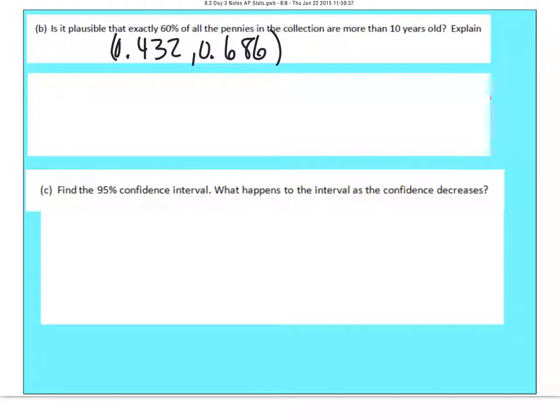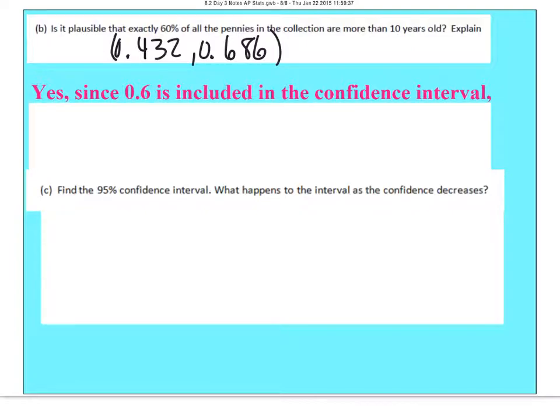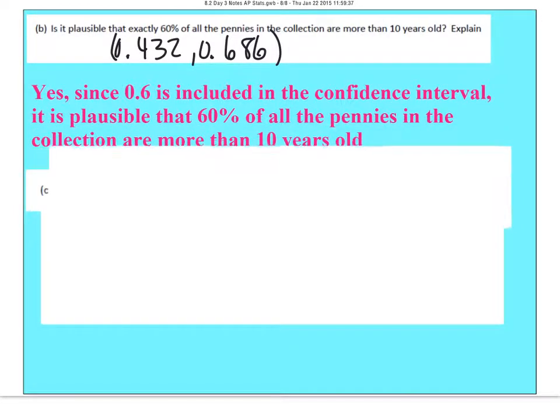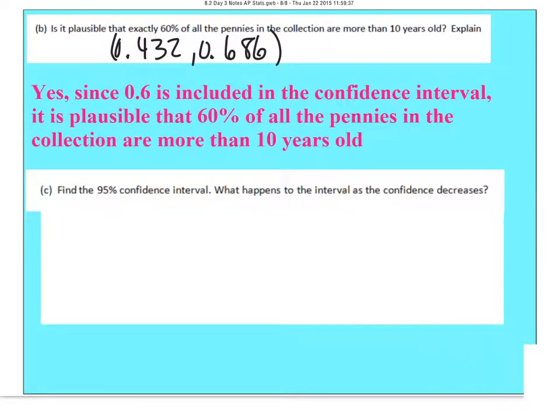Now, B is a good follow-up question. Is it plausible that exactly 60% of all the pennies in the collection are more than 10 years old? Is that a valid thing to actually say? Well, folks, we just constructed a confidence interval of where we think the true population proportion is. We think the true population proportion is somewhere in this range. So is it possible it's at 60%? Absolutely. 60% falls in between the 43% and the 68%. So for this, we're going to say yes. Since 0.6 is included in the confidence interval, it's plausible that 60% of all the pennies in the collection are more than 10 years old.